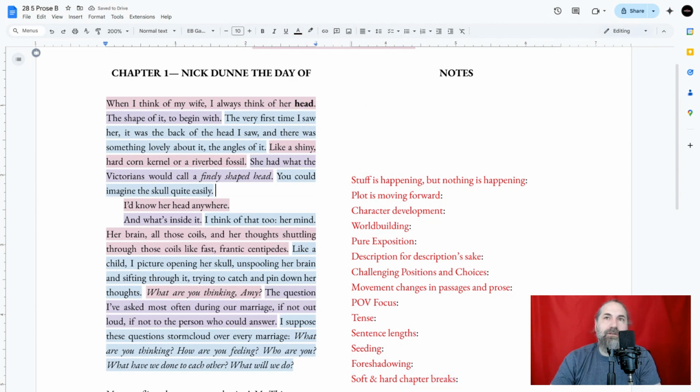What else? There's nothing else. She uses italics. You don't necessarily have to use italics, but it does emphasize. Victorians would call it a finely shaped head, right? Instead of doing a finely shaped head, or whatever. Okay, so remember that. All right. What else?